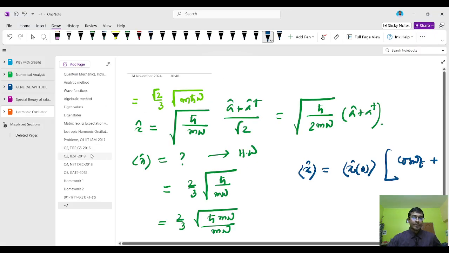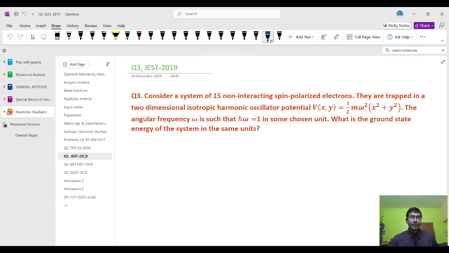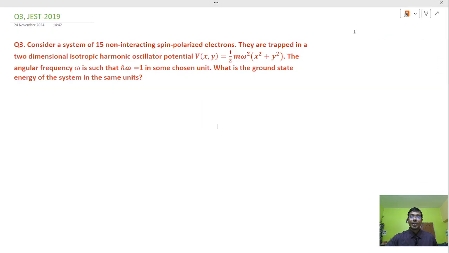Our next problem is question number 3, JEST 2019. They consider a system of 15 non-interacting spin polarized electrons trapped in a two-dimensional isotropic harmonic oscillator potential. Choose the unit such that h cross omega is 1, and the question is what is the ground state energy of this system in this unit.